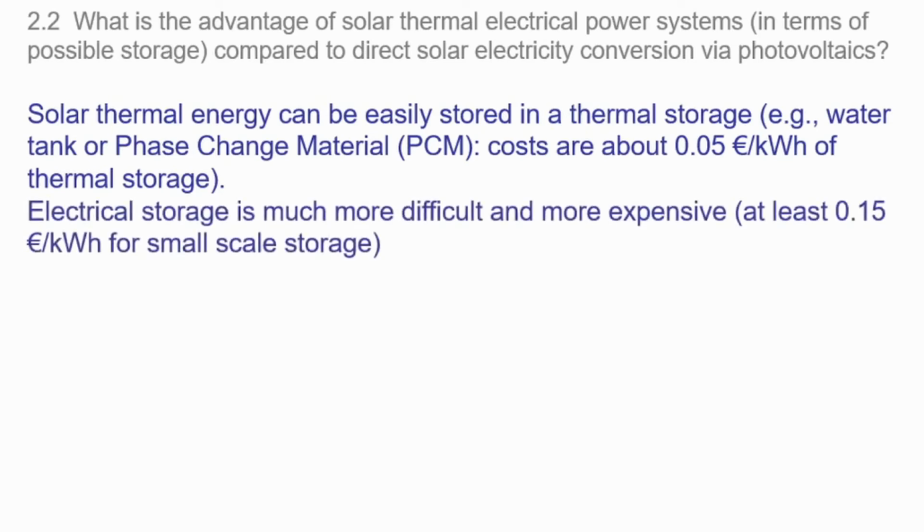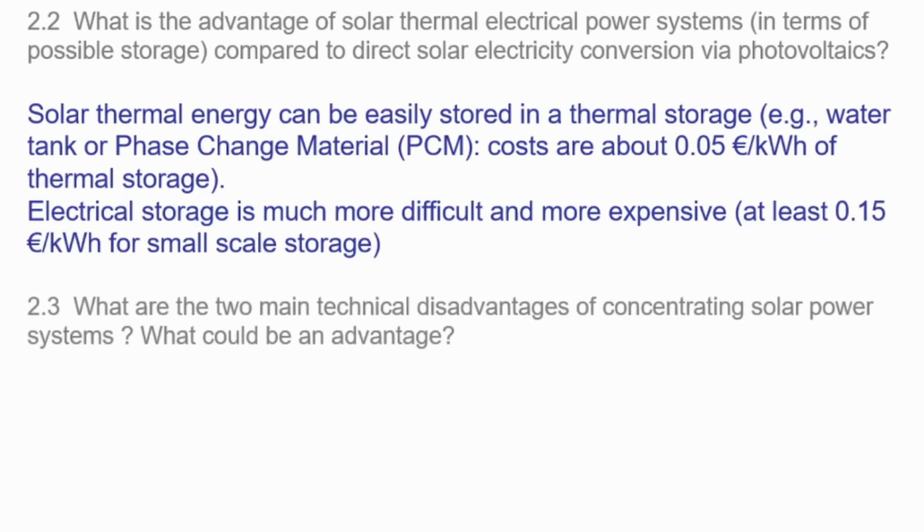Electrical storage is much more difficult and more expensive. Small scale storage is in the vicinity of 15 cents per kilowatt hour. If you go to large scale storage, for example a pumped hydropower plant, prices may go down to 5 cents per kilowatt hour.